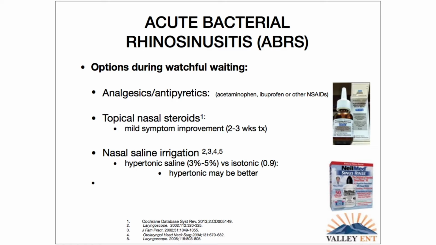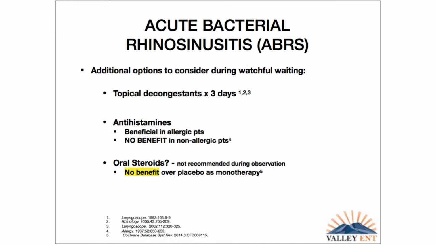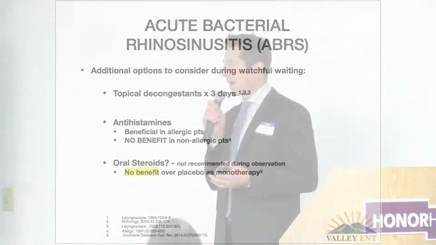It's very similar to the treatment for viral. You're going to give them analgesics and antipyretics. Topical nasal steroids for 2 to 3 weeks duration has been shown to help in the literature. Nasal saline irrigations are definitely helpful. Options, but not a lot of great literature support: topical decongestants, and antihistamines, only in allergic patients, where antihistamines were found to be helpful for acute bacterial sinusitis. And then oral steroids. If you're observing the patient with no antibiotics, the studies tell us there was no benefit to oral steroids over placebo.